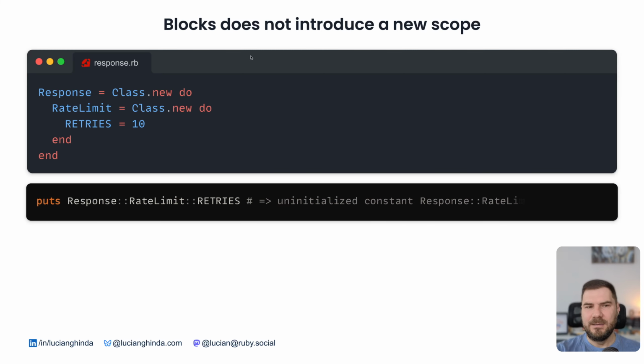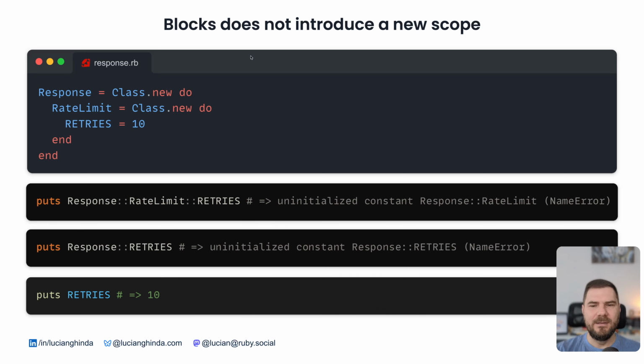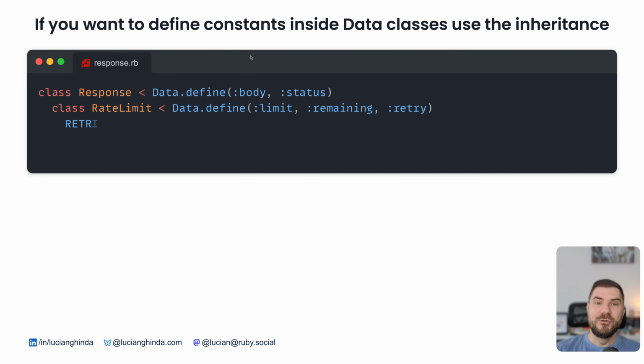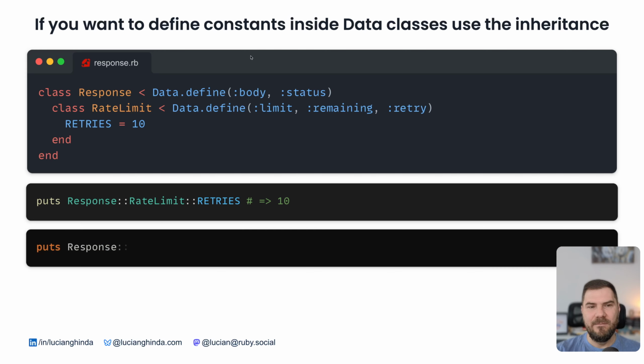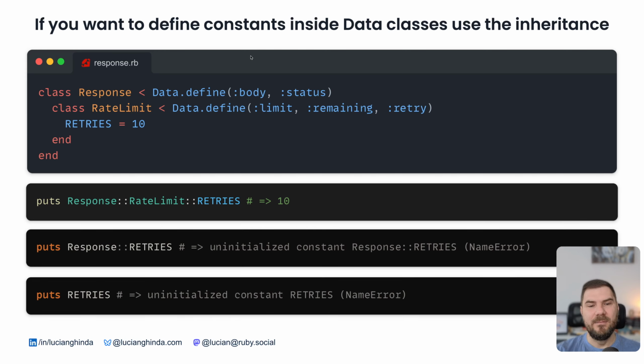So here is another example where I'm creating some blocks and I define the RETRIES constant inside, and you see that if I try to query it via Response::RateLimit::RETRIES, it does not work, nor does it work with Response::RETRIES. And then you see that this block defines RETRIES in the outer scope, the total outer scope of this file. So if you want to define constants inside data classes, you should use inheritance. If I want to achieve the same thing, I should use the inheritance definition. And now I can call Response::RateLimit::RETRIES. And of course, the other ones are not working.